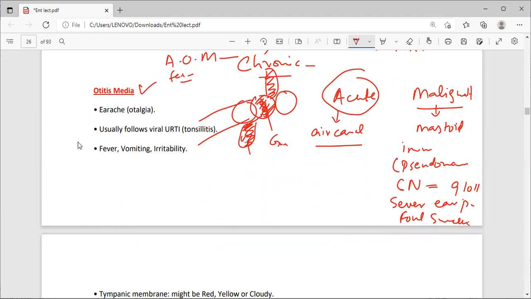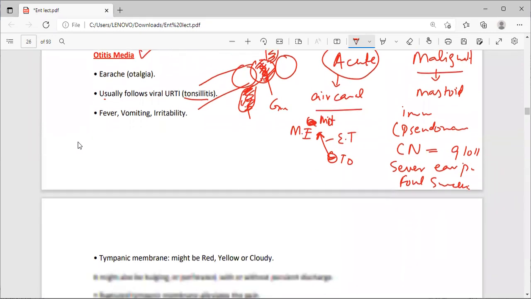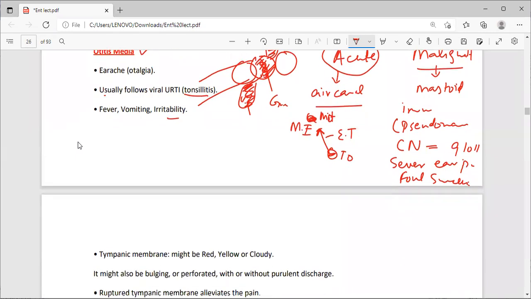Now, there will be earache, otalgia, which usually follows an upper respiratory tract infection or tonsillitis. I told you why: the tonsillitis bacteria will go upward into the eustachian tube and create a mess in the middle ear. So this is the tonsil. From the tonsil into the eustachian tube, the bacteria will go to the middle ear. And then fever, vomiting, irritability, same.